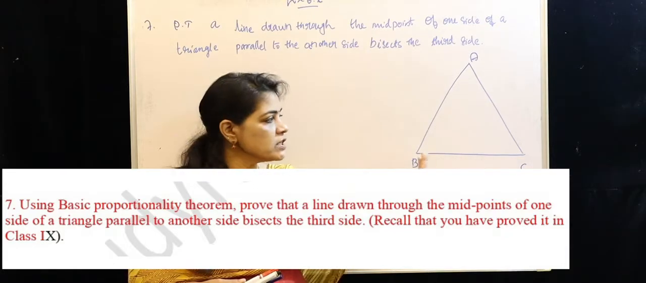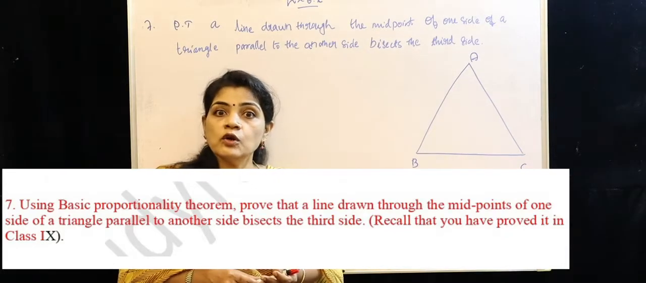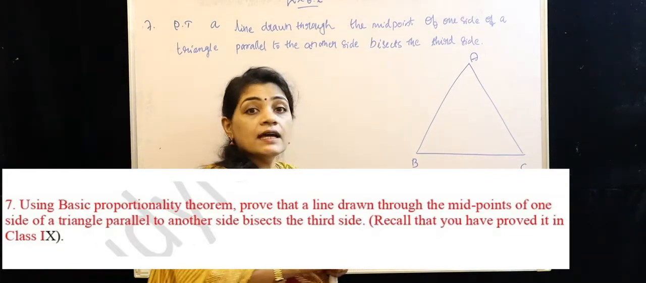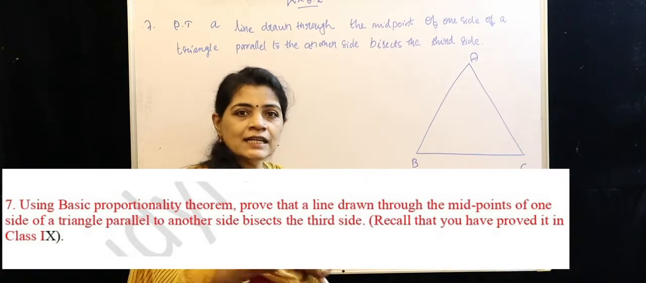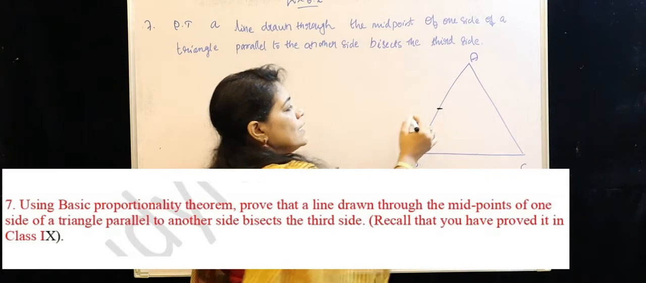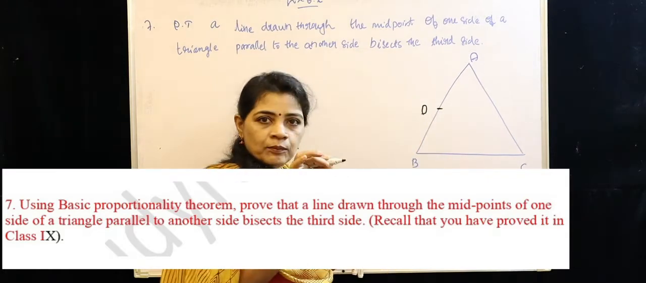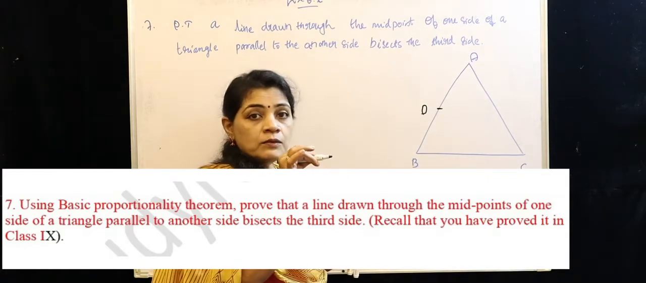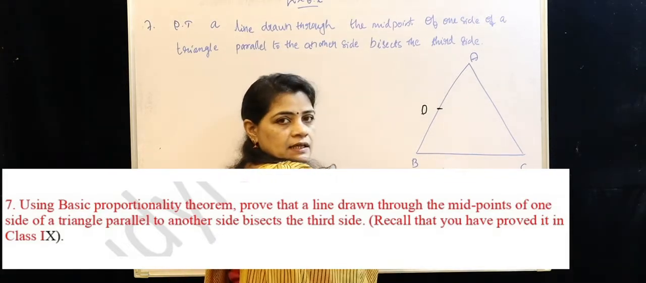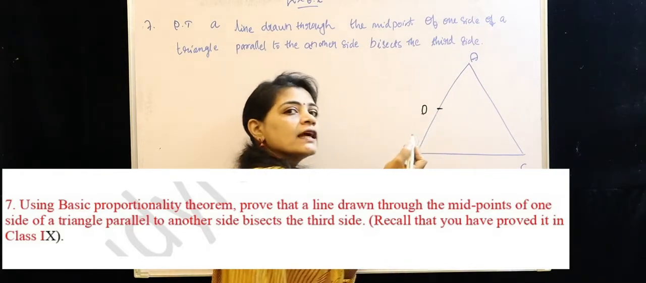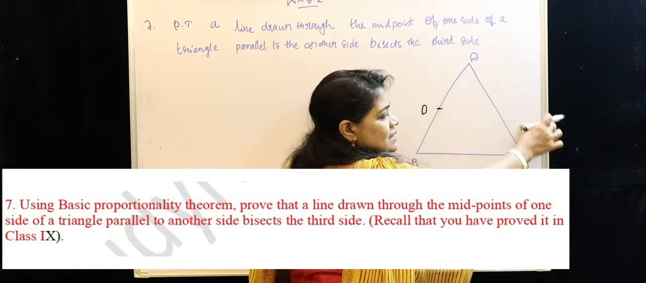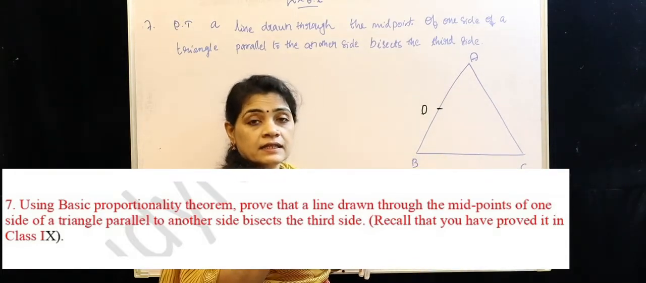That means we have a triangle ABC and I am drawing a line from the midpoint of one side of triangle ABC. I am starting from the midpoint of the side AB. This is the midpoint, that is D. Through this midpoint of AB, I am drawing a line parallel to the side BC. What we have to prove is that the third side AC gets bisected.